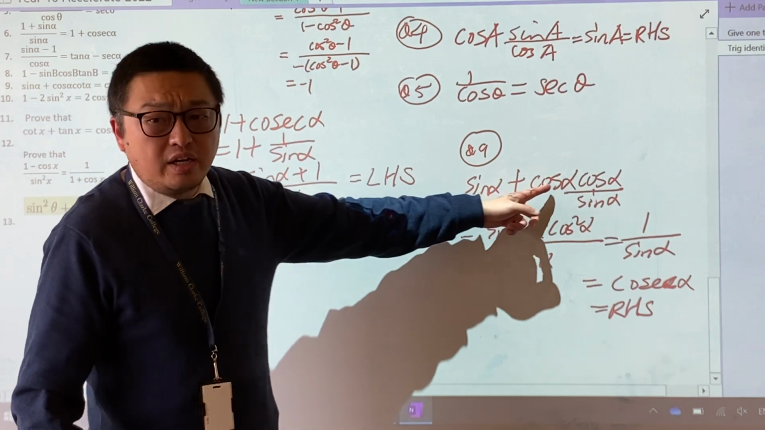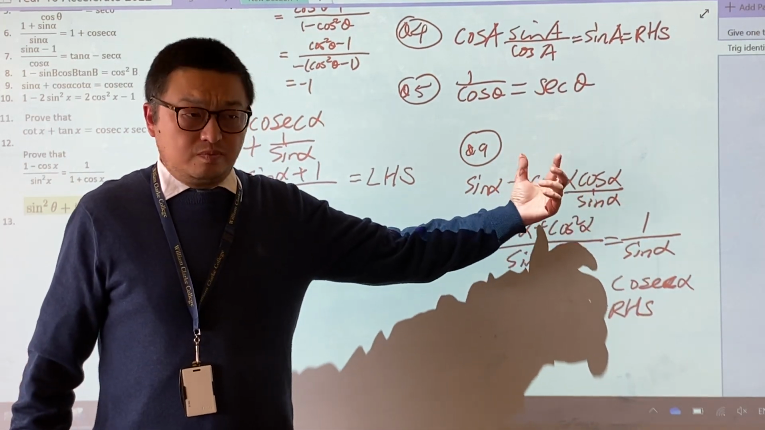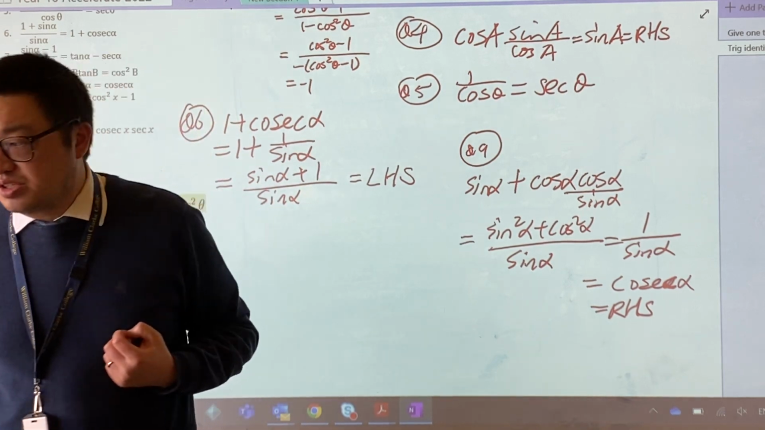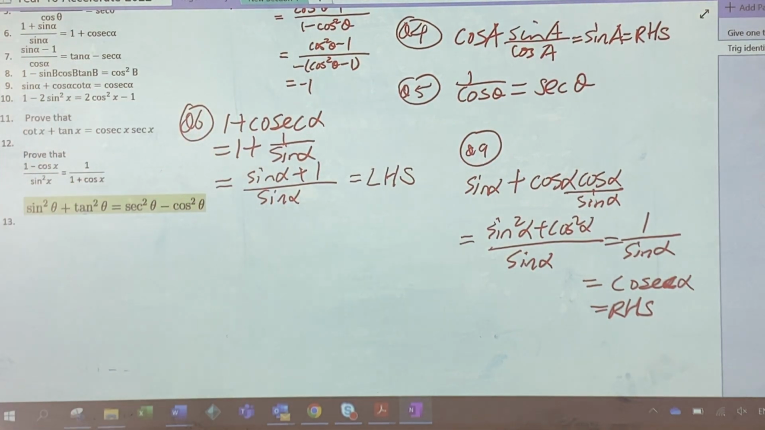But from here to here, you just grab common denominators for different fractions. You can think like that. What's cos? What's tan? Cos over sine, times cos over sine.